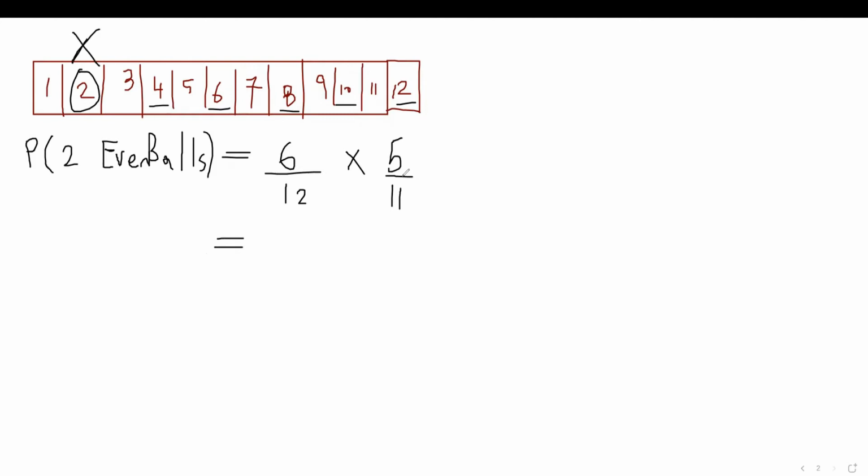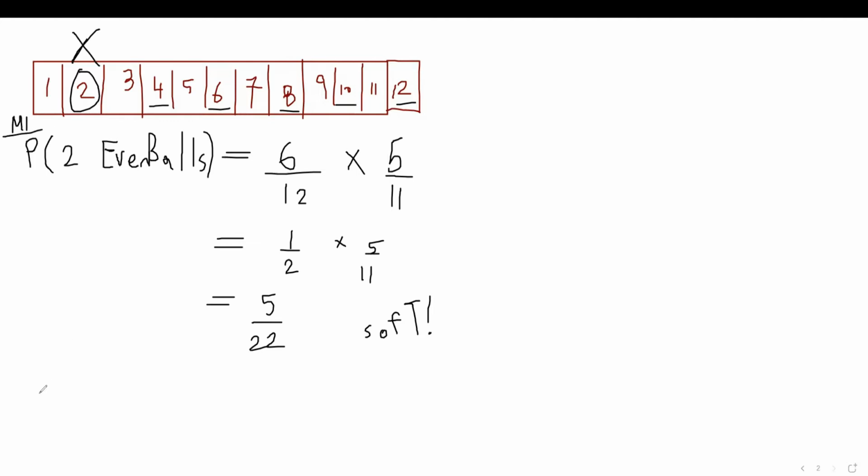6 over 12 times 5 over 11. By the way, 6 over 12 is a half. So it's a half times 5 over 11. And when we work that out, we get 5 over 22. That gets 4 marks. That's method 1. All right, so let's call it M1.